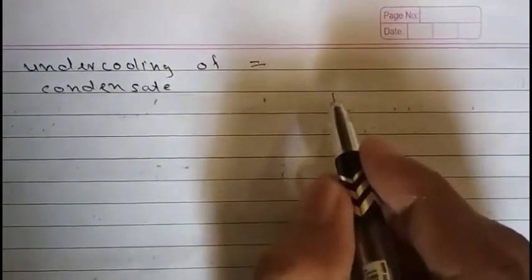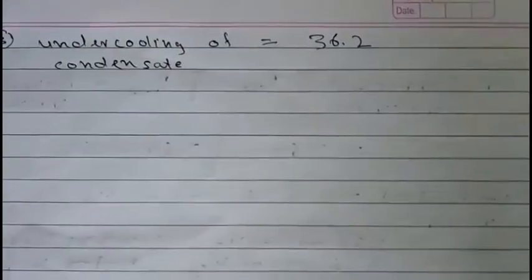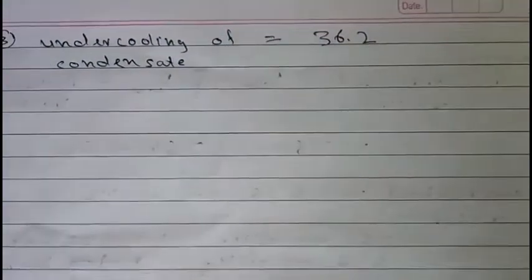Now the next one is to find out the undercooling of the condenser. Undercooling is nothing but cooling the liquid below its saturation temperature. So we know that the condenser temperature is around 36.2 centigrade because it is given. So this is the saturation temperature of the steam. Now we are cooling it below the atmospheric pressure.